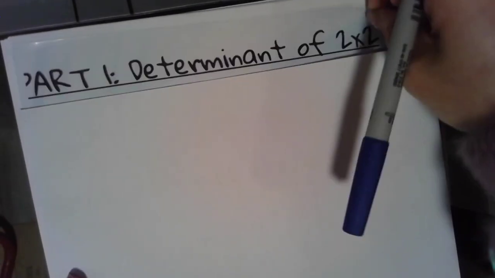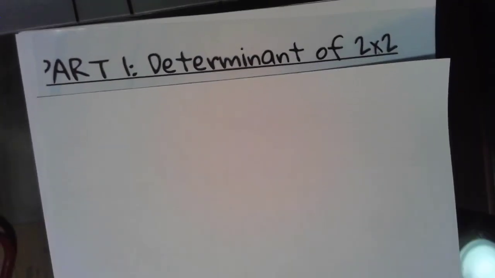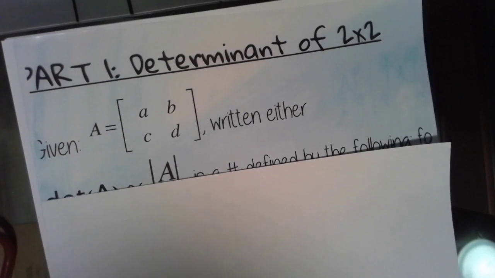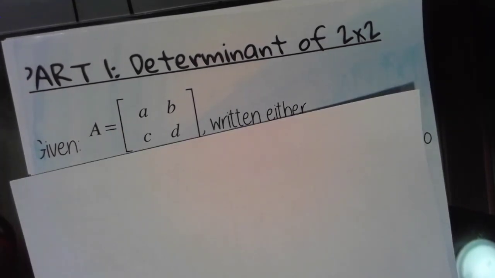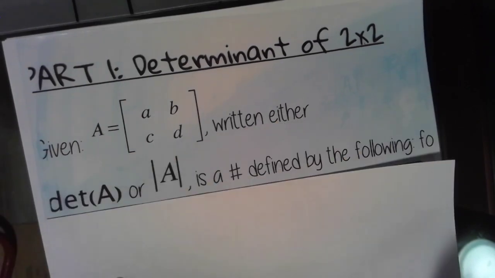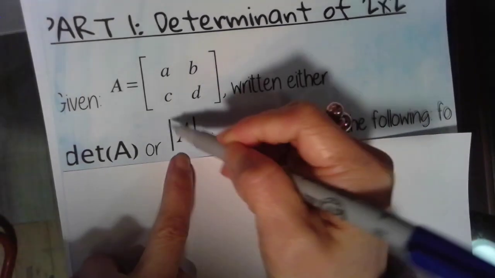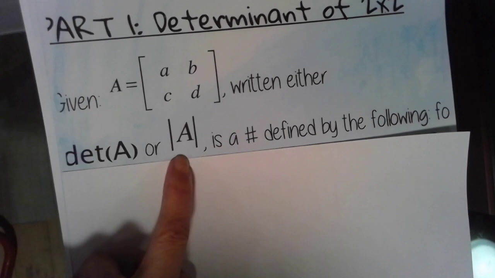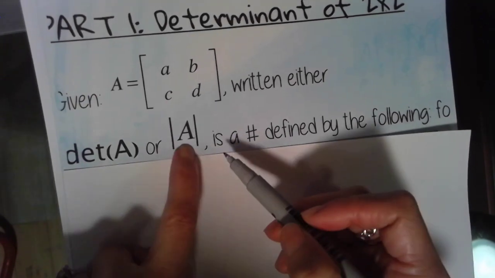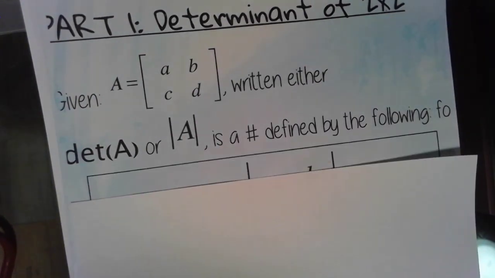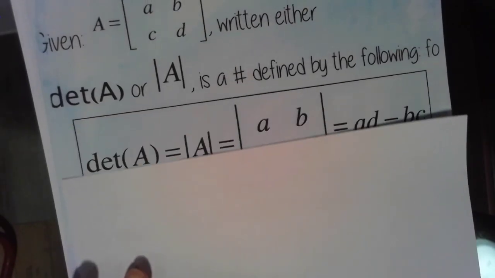Now, part 1, the determinant of a 2 by 2, the most basic case. That's the easiest, and we use this a lot. Given a matrix A with a, b, c, d as its elements, you can write the determinant of A either spelled out, determinant of A, or with straight lines, kind of like absolute value signs, but try to make them longer. Especially if you put it around a matrix, then we understand that it doesn't mean absolute value. It's a number defined by the following.